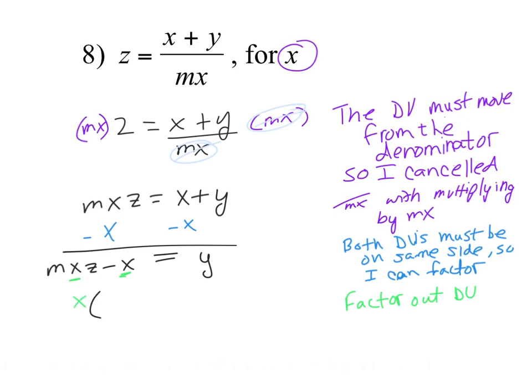What do we have left in the first term? We have an m and a z. And then what do we have if we have x and we divide it by x to pull it out of there? X divided by x is still a 1. So that's going to be x times (mz minus 1) is equal to y.